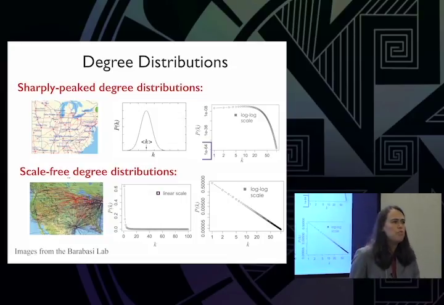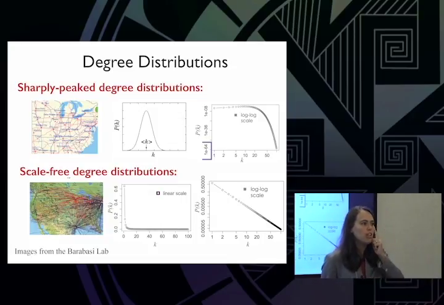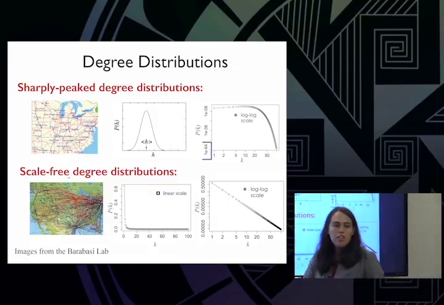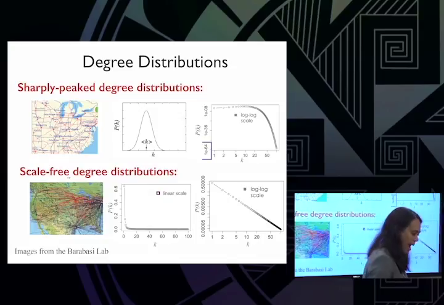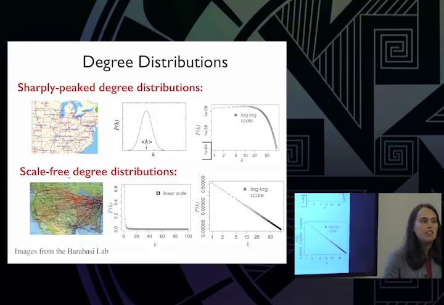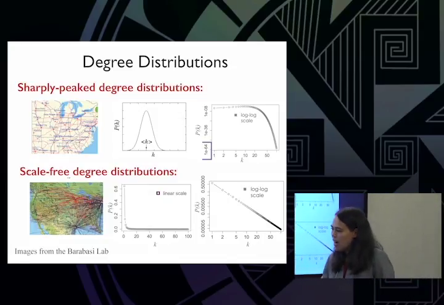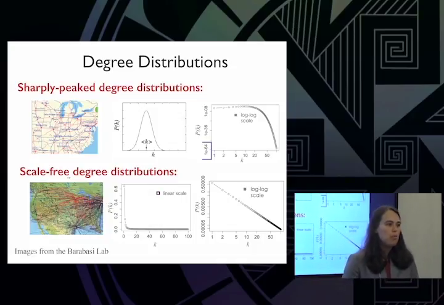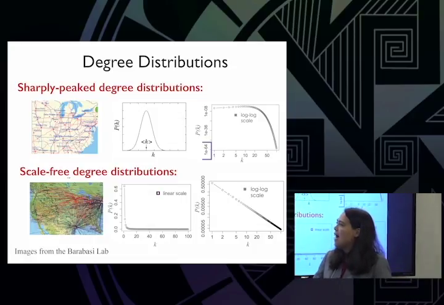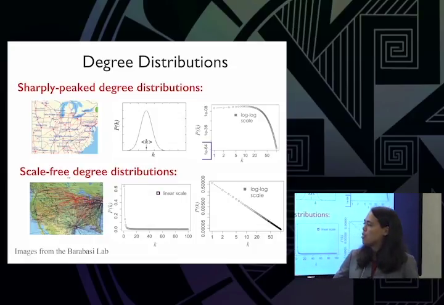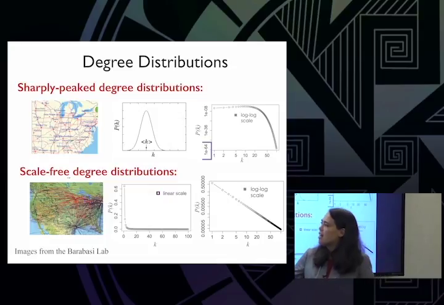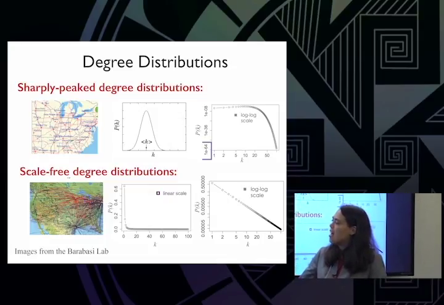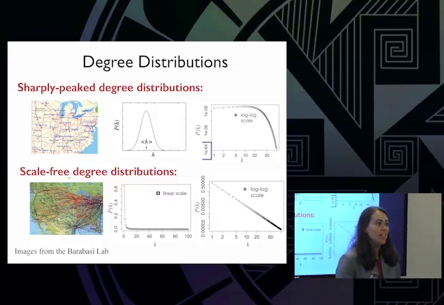If I just want to look at a few properties of networks, one thing I might want to look at is the degree distribution. The degree of a node is the number of connections that it has to other nodes. In this Erdős-Rényi network, I have a fixed number of nodes and a fixed probability of connecting every pair, and I get a sharply peaked degree distribution. So the probability that a node has a certain degree is sharply peaked around some value, and there's a little bit of spread in it, but not a lot.